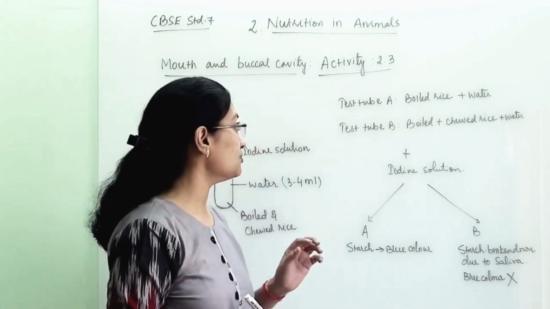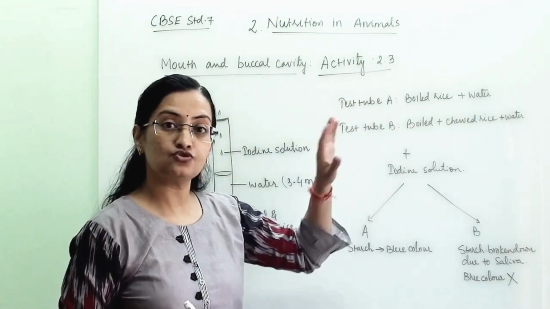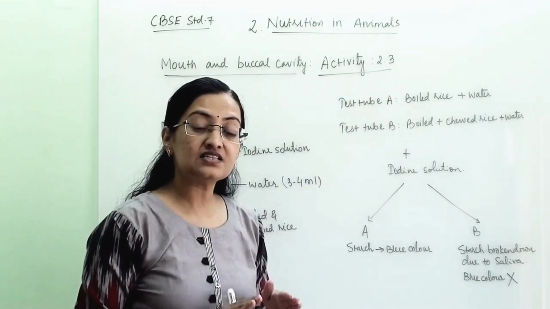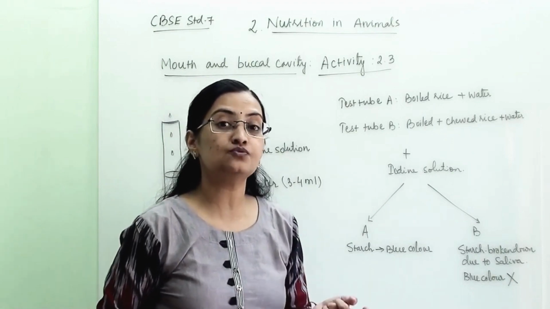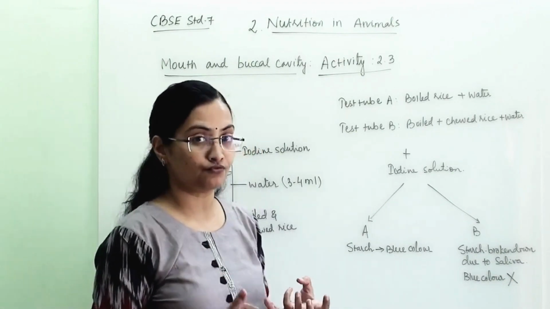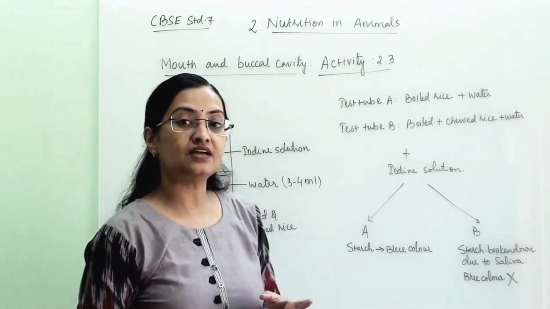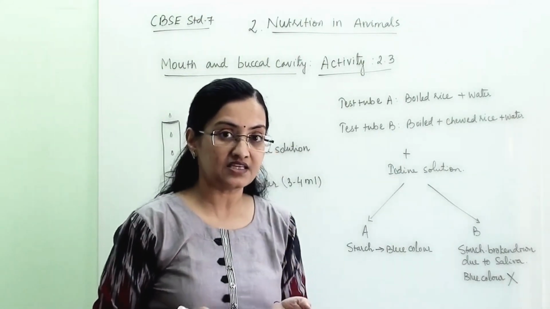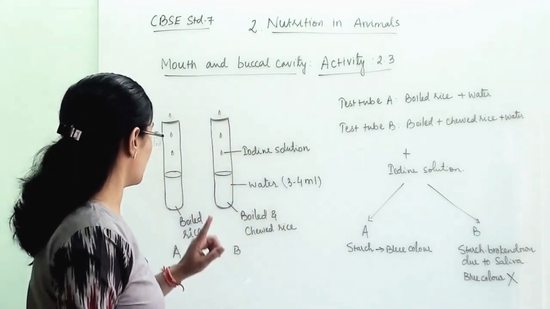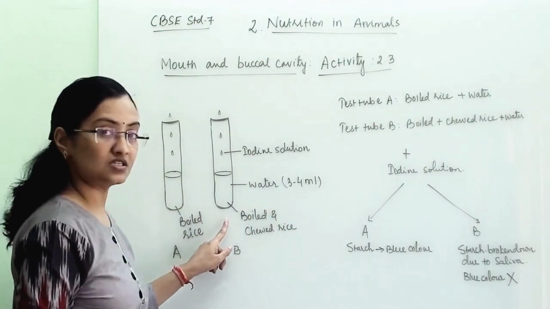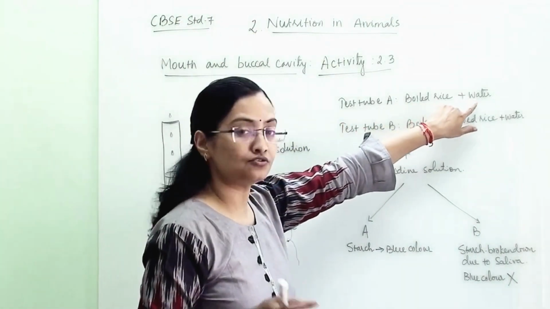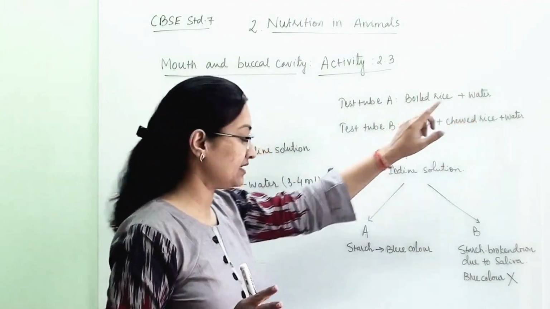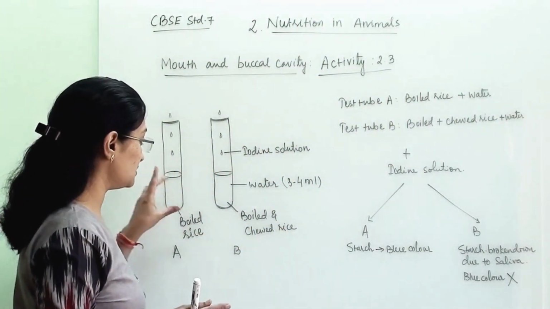Here we are conducting one activity, activity 2.3, to understand the function of saliva when it is getting mixed with the food, and how it is changing our food. For this we have taken 2 types of boiled rice in 2 test tubes. This is test tube 1, this is test tube 2. In test tube 1 we have taken boiled rice and 3 to 4 ml of water.